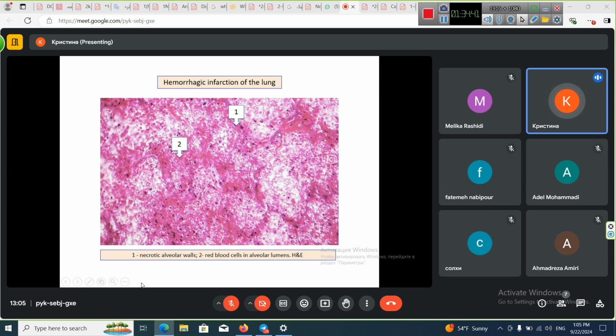Necrotic alveolar walls means that the cells which make the walls of alveoli are also dead, so everything is dead here, and lung in this area cannot perform its function. Number 2 is for red blood cells in alveolar lumens. So you can see here also the cells which fill the lumens of alveoli, which normally should contain only air.